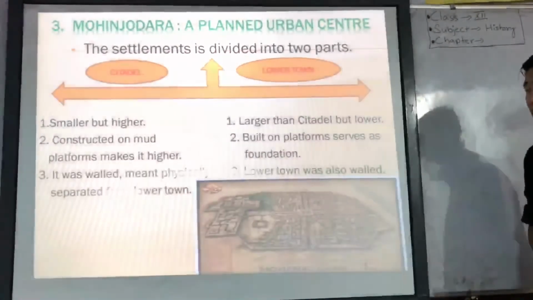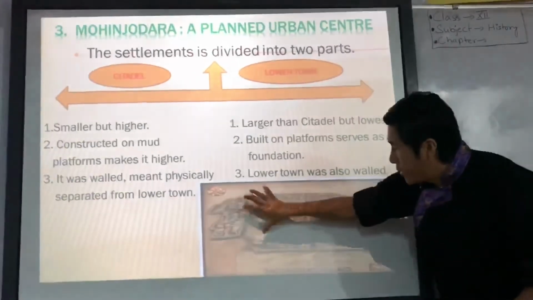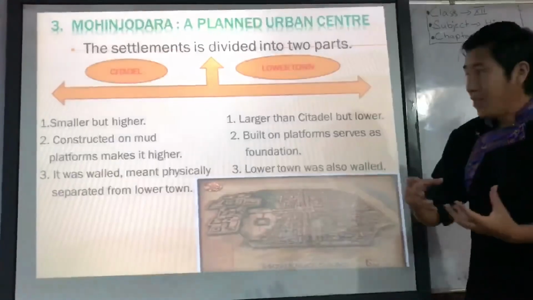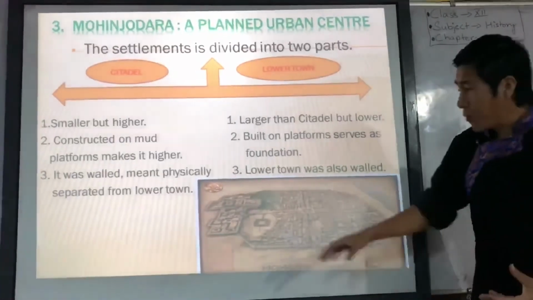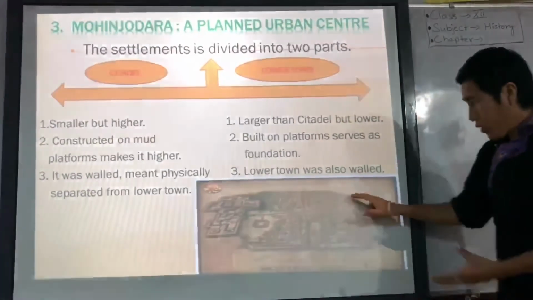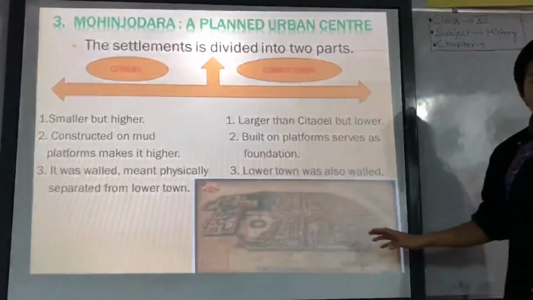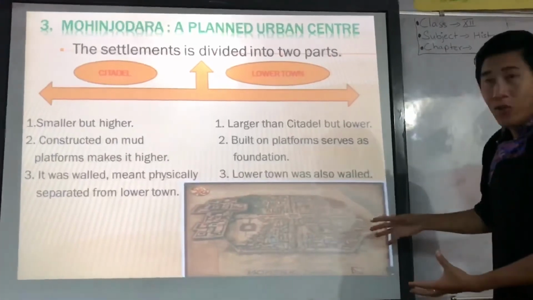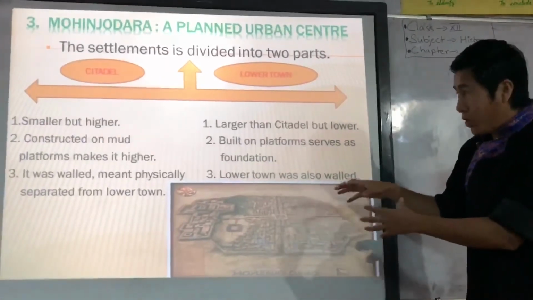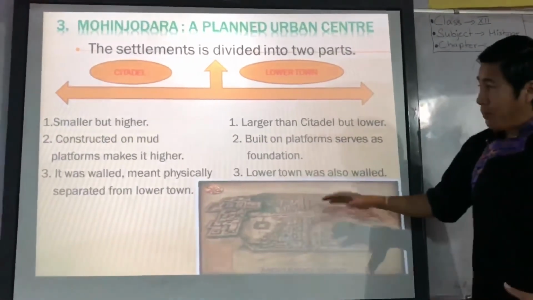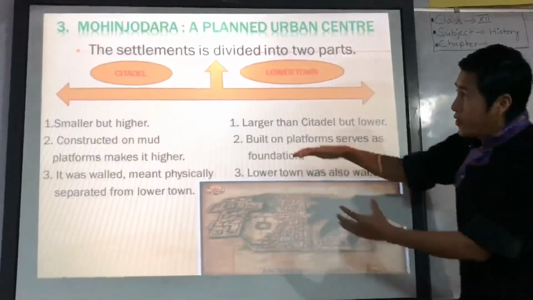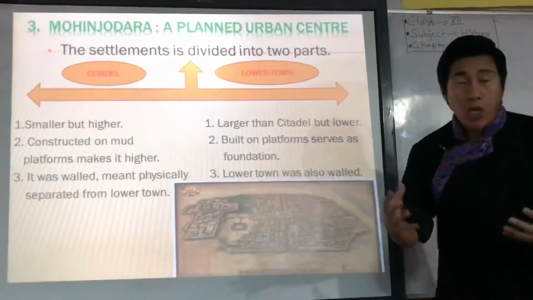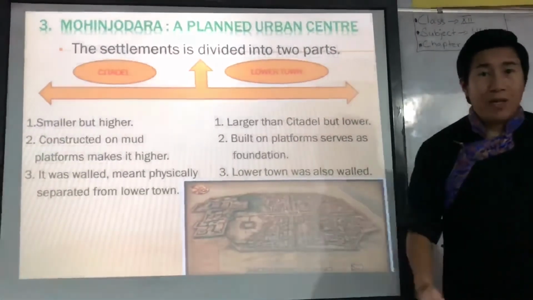The third difference is that the citadel was walled, or you can say fortified. It is physically separated from the lower town. The lower town is also walled. Understood? So, if you look carefully, how beautifully the city was planned. That is about how the town planning of Mohenjo-daro was done. So that's why Mohenjo-daro was popular, because of its town planning.